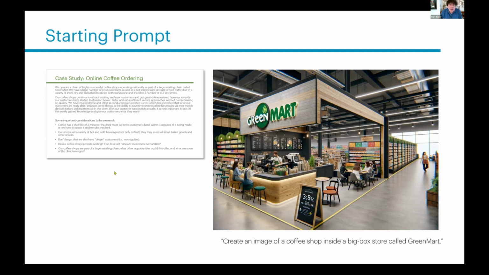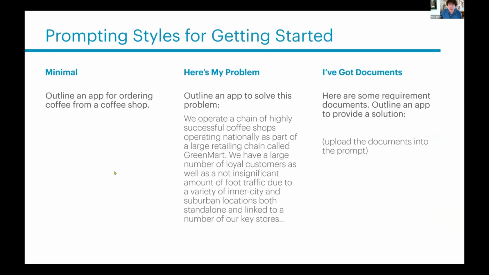And so now how do we get started with our agent? Well, there are really three kinds of approaches that you can use for getting started and providing that initial starting prompt to an AI agent. One of them is just a very minimal prompt. You say, outline an app for ordering coffee from a coffee shop, right?